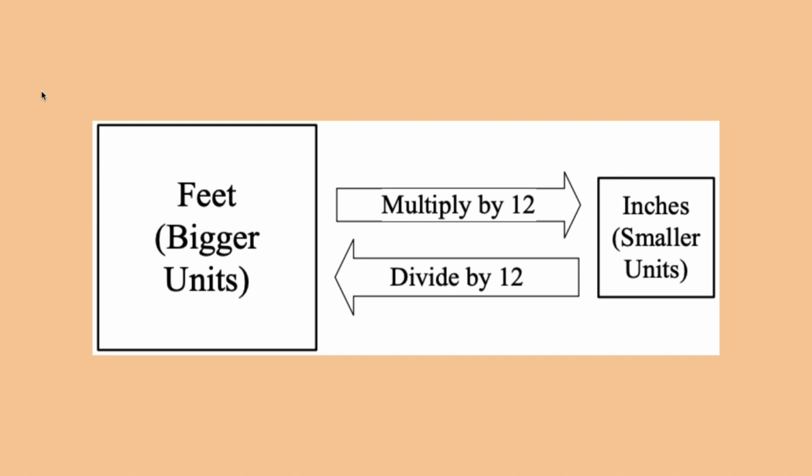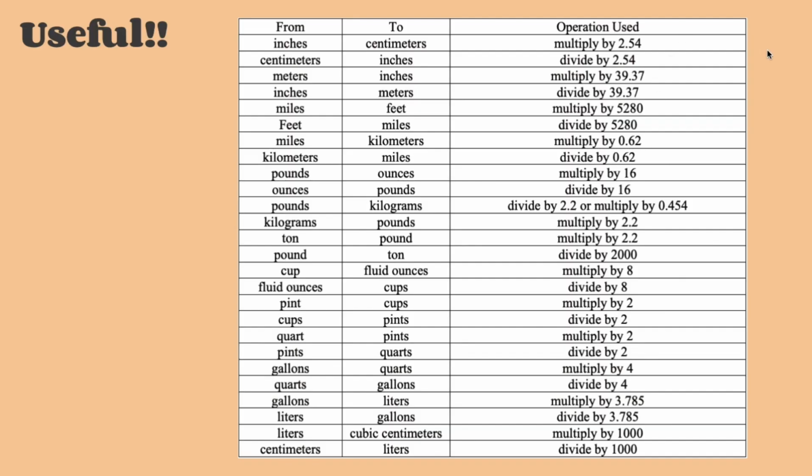And then we also have to recognize that we know our bigger units and our smaller units. We need to know when to use what. Here we know that feet is a bigger unit, inches is a smaller unit, and we know how to go from one to the other as we explored in our first lesson. We go from bigger units to smaller units by multiplying, and from smaller units to bigger units by dividing. This is also a useful graph here. You don't have to memorize it, but you should keep it just in case.